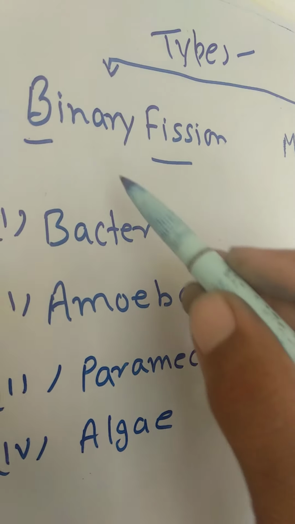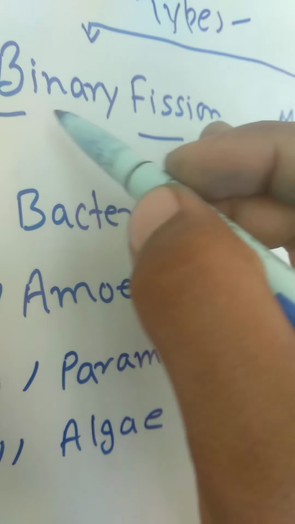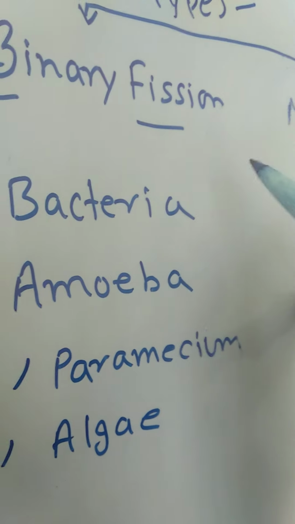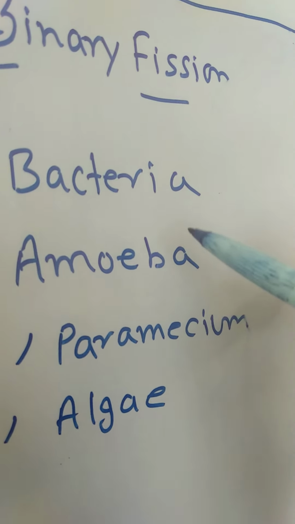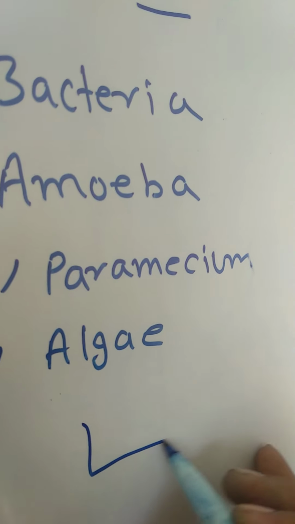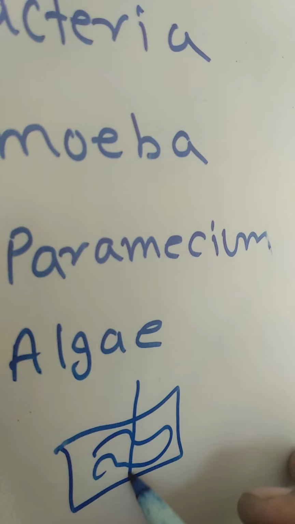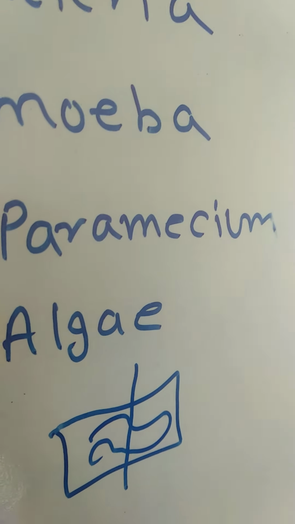So let's start with binary fission. Bi means two. Okay, in biological terms bi means two and fission means breakdown. So these organisms, bacteria, amoeba, paramecium, algae, they divide their body into two. Suppose this is the bacteria, here the nucleus is there, they will divide their body into two.